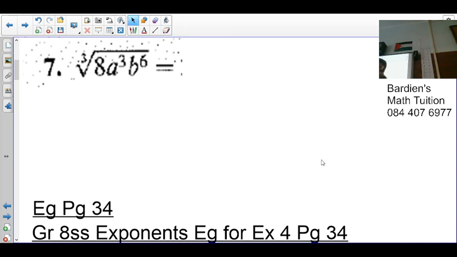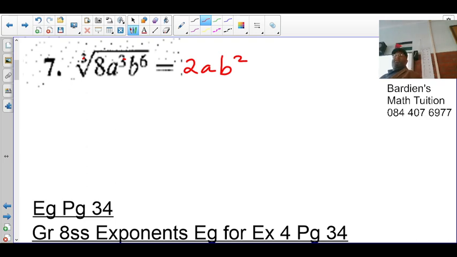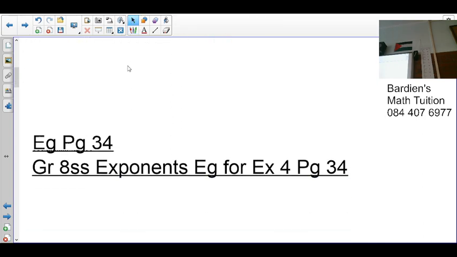People, what's the cube root of 8? 2. A, 3 over 3 is 1. B squared. Okay, you all agree with that? Is there any confusion? Remember, you got to write it below, okay? It's just the way I copied it from the textbook.